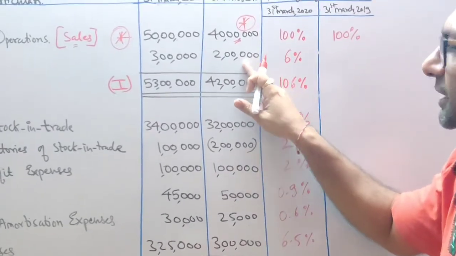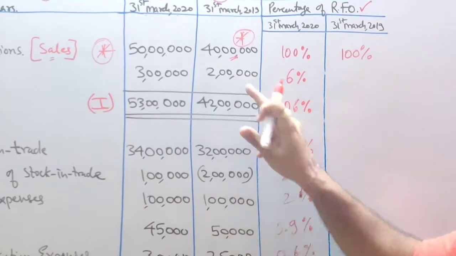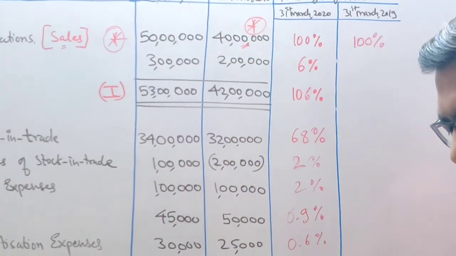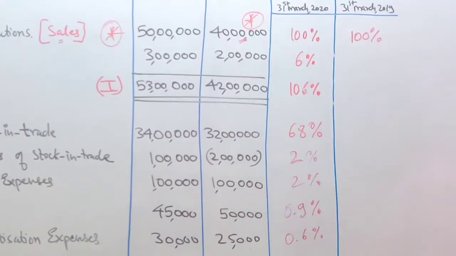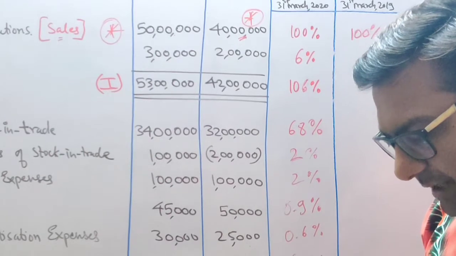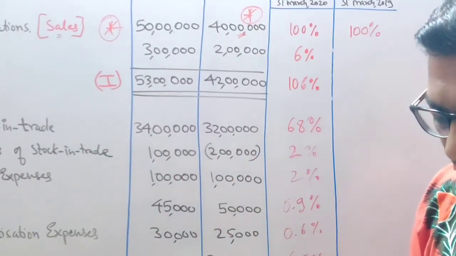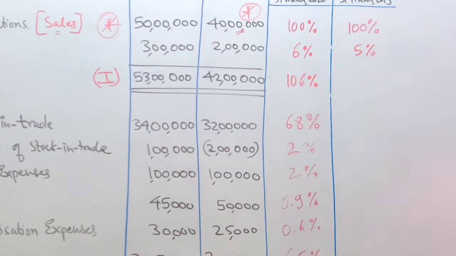Now you have to use this shortcut. What will you do for the shortcut? You type the numerator, 2 lakh rupees. So in your calculator, listen carefully. First you type 2 lakh, the divide key, then you type 40 lakh, and after typing 40 lakh, press the percentage key on your calculator. It will give you the answer 5%.